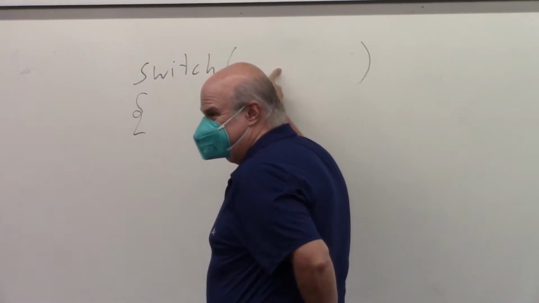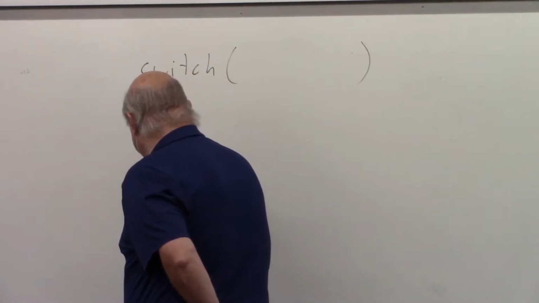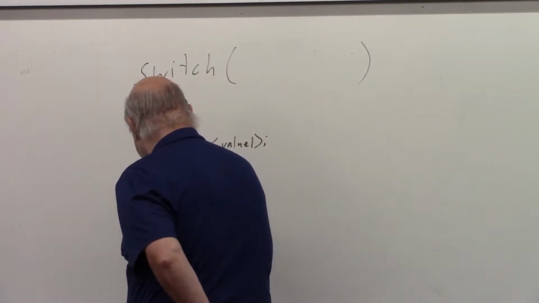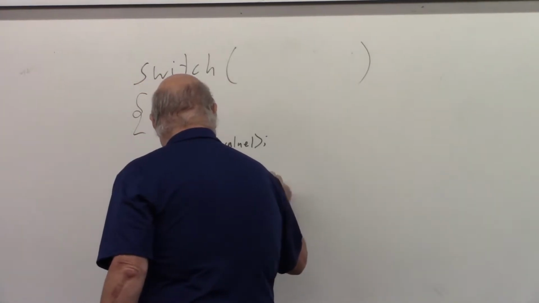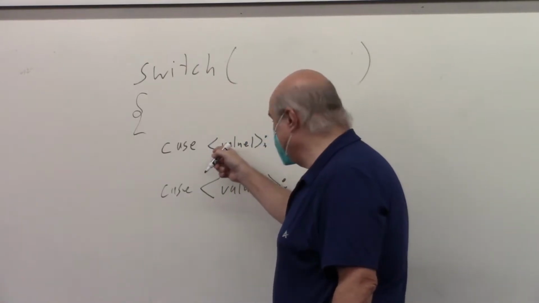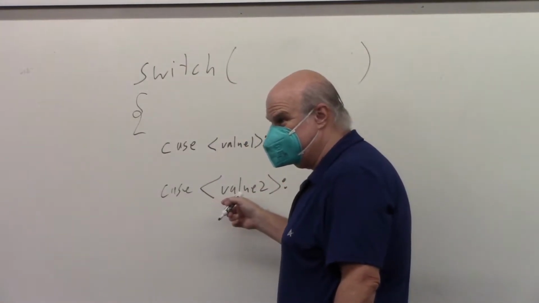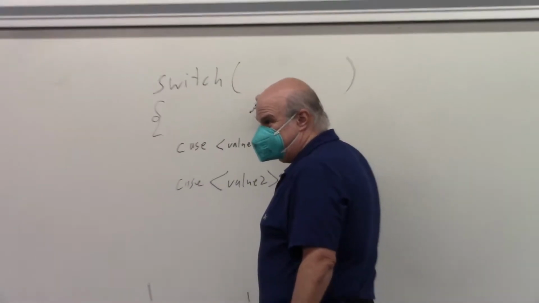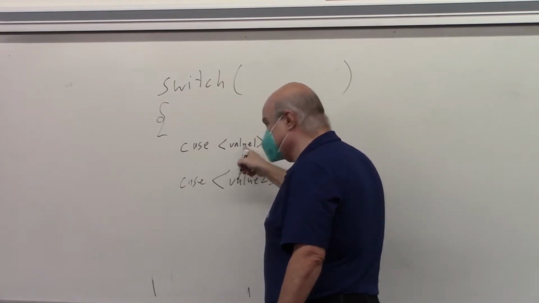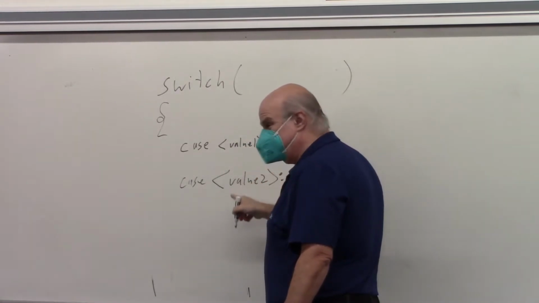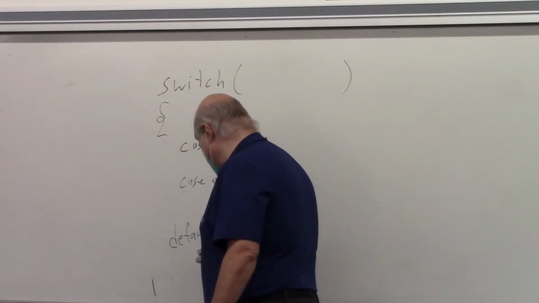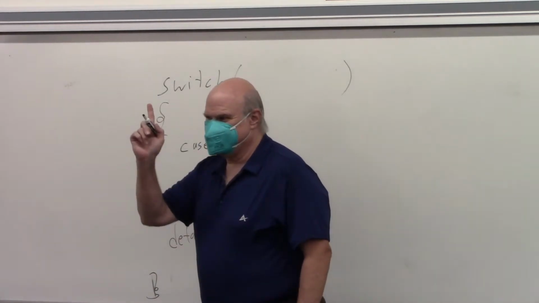This is an expression. So in here you will have case value 1, case value 2. In other words, you won't really have value 1, value 2. You'll have a constant here, like 1 or 2 or an enumeration expression. So this will evaluate to an integer, whatever this expression is in here, and that has to match one of these values. And if it doesn't, if you have a default, it will go to the default.